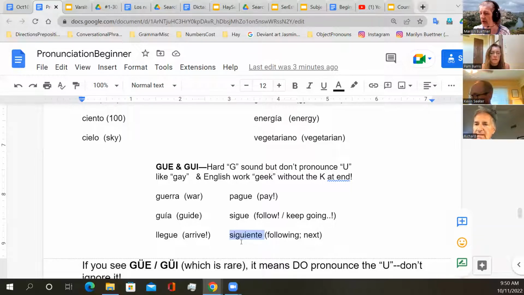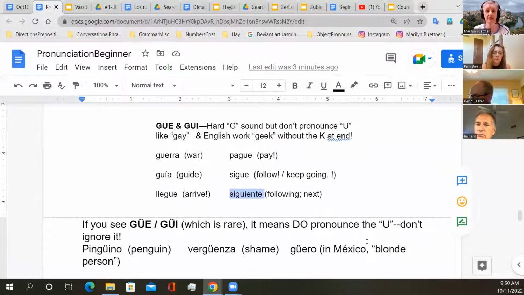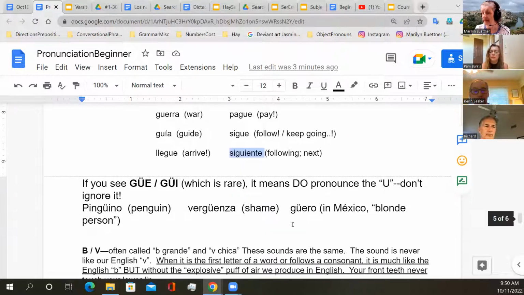Siguiente. Wow, one, two, three vowels together. Siguiente, but we ignore that. Siguiente, when somebody just goes out of the blue, ooh, siguiente, that means, oh, they are segueing on. Our word seg comes from the same thing.